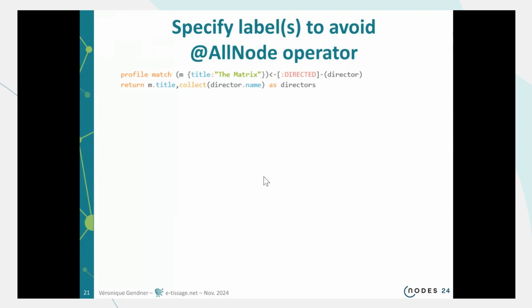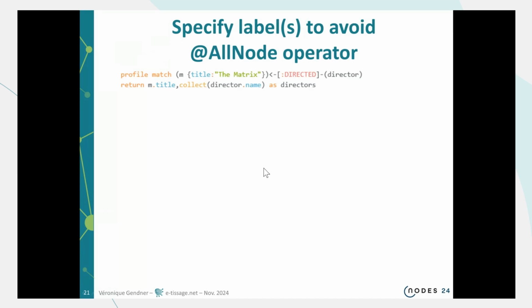Now, let's say we want the list of directors for each movie, and since we've built the database, we know that the directed relation only exists between a movie and a person. We might be tempted to write the query like this without node labels. I know it because I've done it, but it's a very bad idea for several reasons.